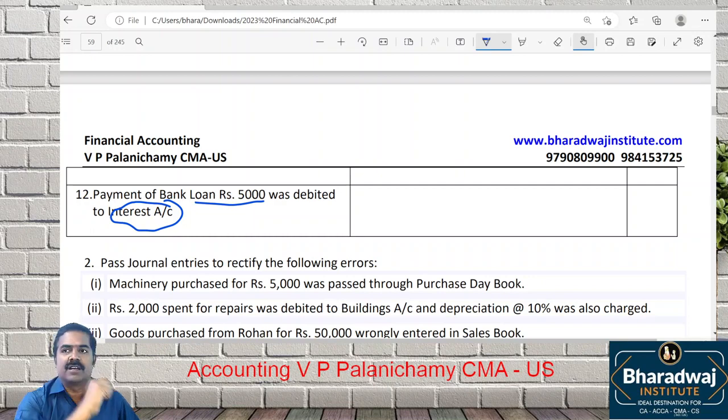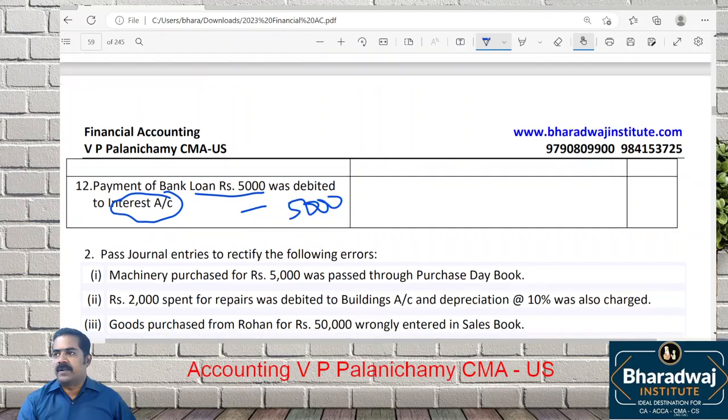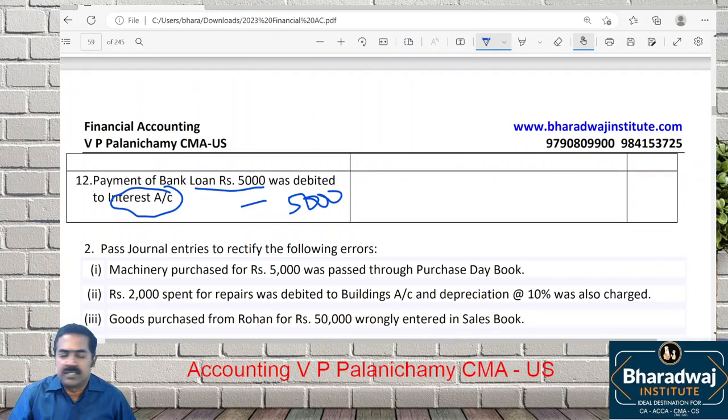If you wrongly record interest, what will happen? Decrease in profit by 5,000. When you record a wrong expense, profit will decrease by how much? 5,000. So from this you should understand, profit is affected when nominal accounts are wrongly recorded. If real and personal accounts are wrongly recorded, it will not affect the profit or loss.